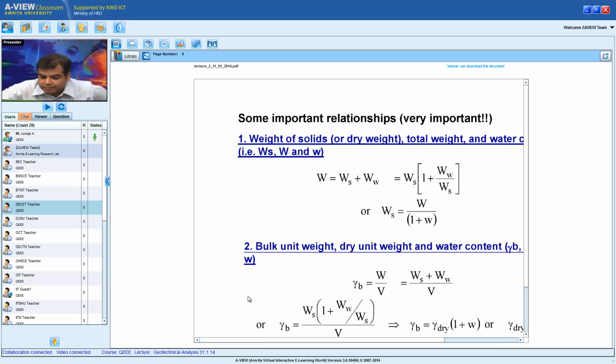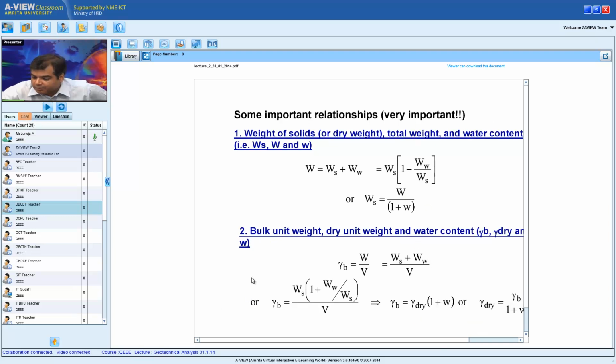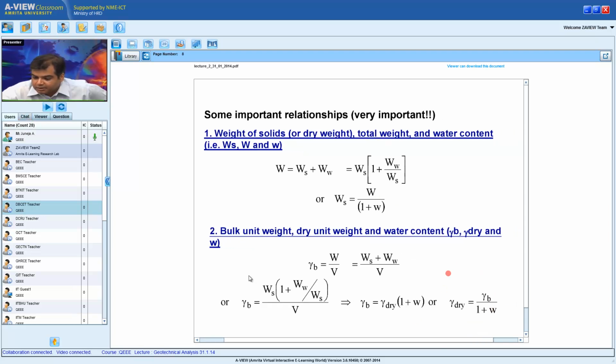We go to the next slide, please. It leads us to some important relationships. In fact, these relationships are pretty important, and I would like you to take a piece of paper and jot down the final expression which we will derive in the next 2 or 3 slides. Please look at these, please jot down.